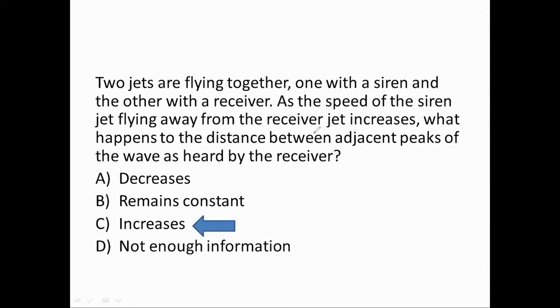First thing you have to notice is what are they actually asking for? What happens to the distance between adjacent peaks of the wave as heard by the receiver? They're asking for f prime, right? They're asking for a variation of frequency, right? So the distance between peaks relates to the frequency. If, for example, the distance between peaks increases, that means the frequency is actually decreasing, right?